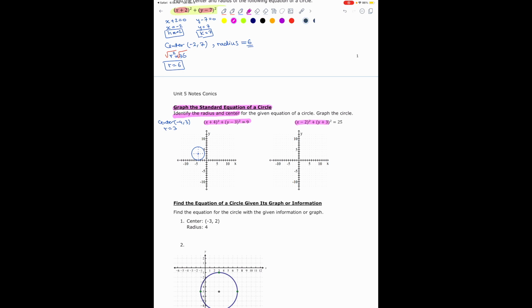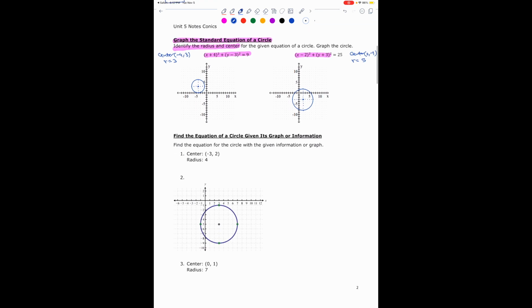The second equation here, you notice that the center is 2 and negative 3. The radius is 5. So 2 and negative 3 is approximately here. And then the radius is 5. So 1, 2, 3, 4, 5 in each direction. I'm going to try to fit the circle curve around that. Let me try one more time. And that is the graph of that circle.